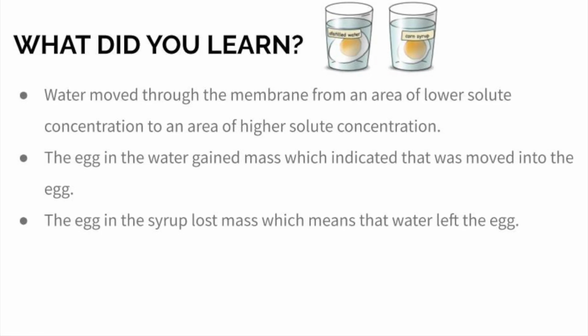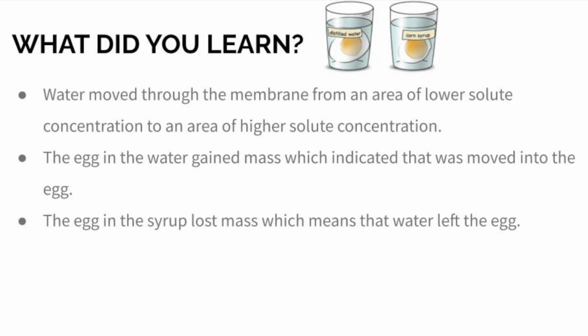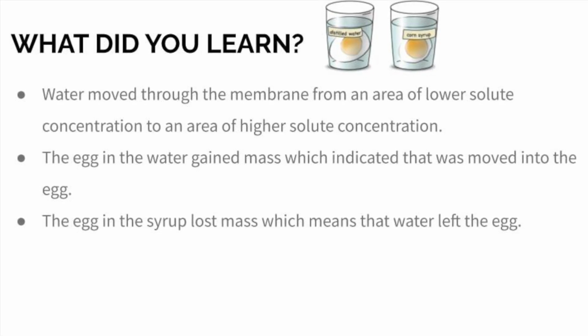So we can say that the egg in the water was hypotonic, and then the egg that was in the syrup was hypertonic.